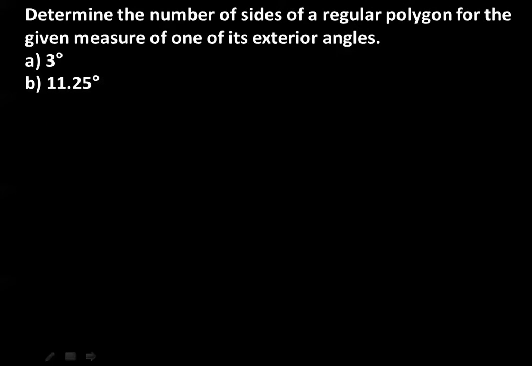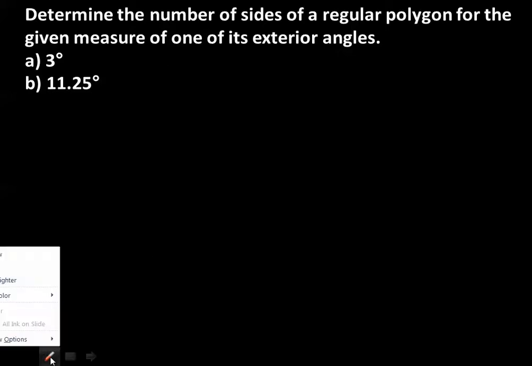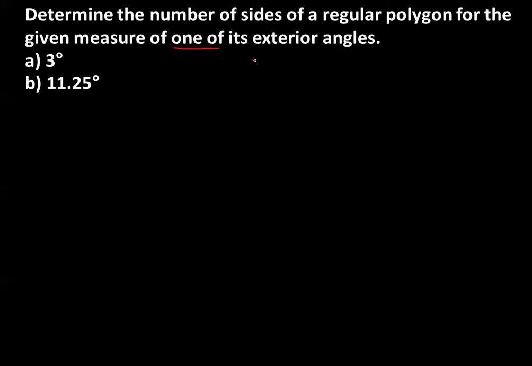Okay, this slide, it's our last example, says determine the number of sides of a regular polygon for the given measure of 1, that's a key word right there, 1 of its exterior angles. Okay, we remember that the sum of them is 360. So the sum of all the exterior angles is 360. And remember, if I wanted to find the measure of one angle, that's what I did in the chart earlier. Okay, so I've got A. E is 360 divided by n. I know that E is 3.